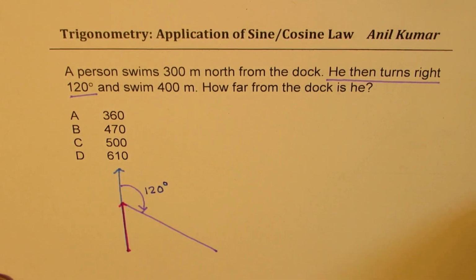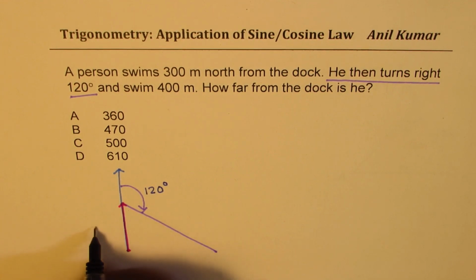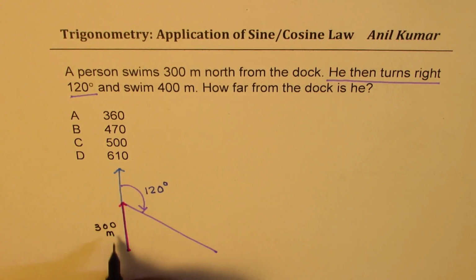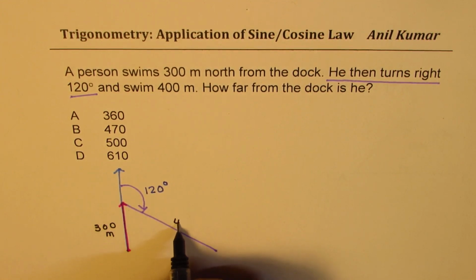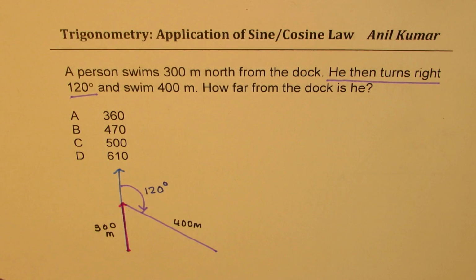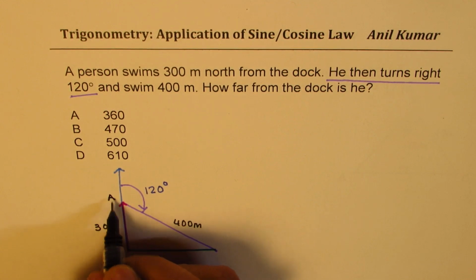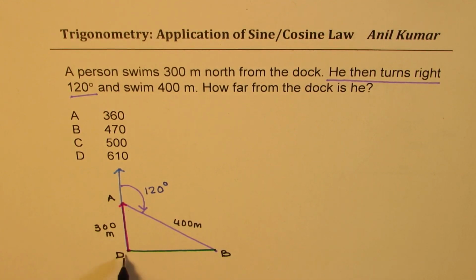So what do we have? We have 300 meters north in this particular triangle. And now he swims 400 meters. We need to find how far he is from the dock. That means this distance, right? We have to find this distance. So that is the question for you. So I hope that is absolutely clear. Let's call this as D, the dock, right? He swims to point A and then to B. So basically we need to find DB.